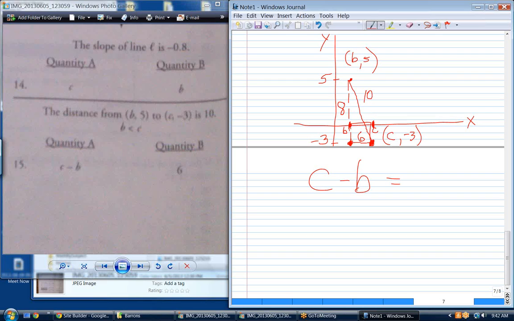So this C minus B is the same as this C minus B, which is 6. So these two quantities are equal.